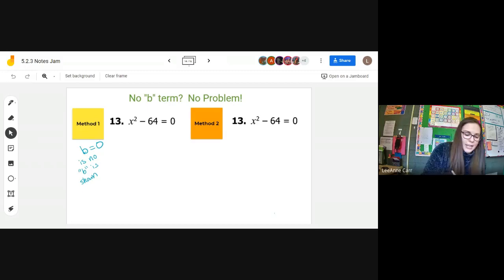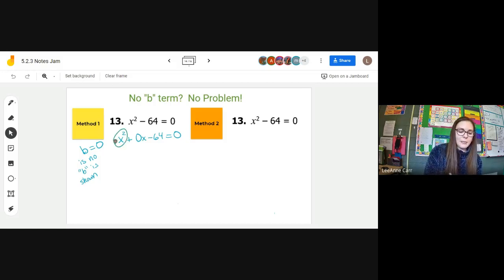So what that's going to look like is I'm now going to have x squared. I'm going to put a plus 0x. That was my B. I have 0 x's. I haven't changed anything. I've just put a 0 there. And then I have minus 64 equals 0. So now this looks like a regular factoring problem.